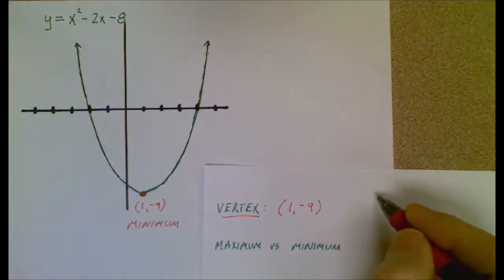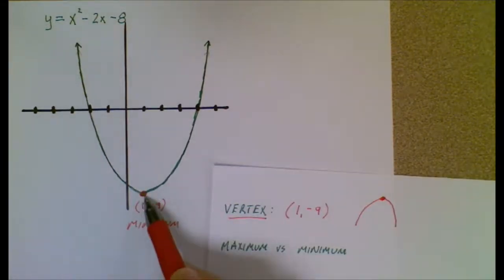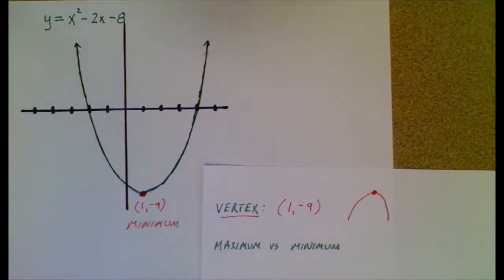If my parabola happened to be shaped like this, opening downward, the vertex would be a maximum because it's a high point on the graph. Minimum, low point on the graph; maximum, high point on the graph; and the vertex is the tip of the graph.